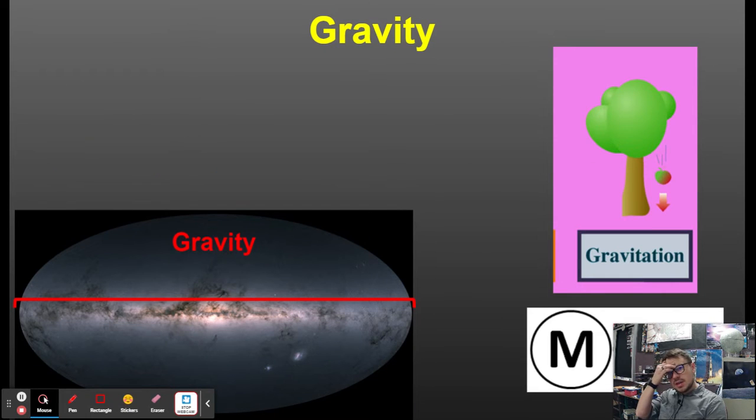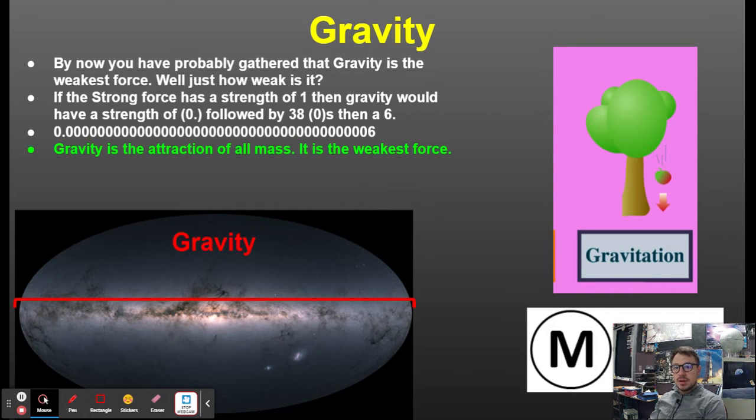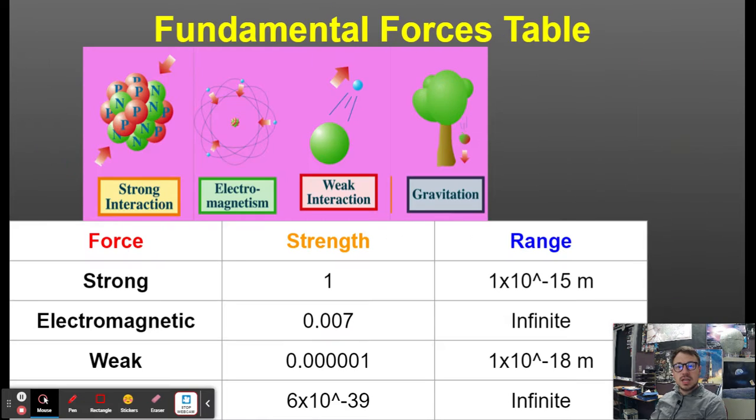Now, gravity is going to be the weakest force. If we make the strong force have a strength of 1, which is the strongest force, gravity would have a strength of 0 point followed by 38 zeros, then a 6. So that number right there. Gravity is the attraction of all mass, and it is the weakest force, and its range is infinite.